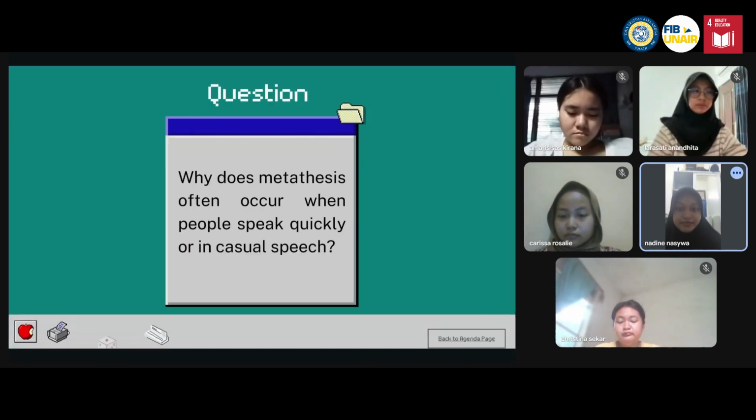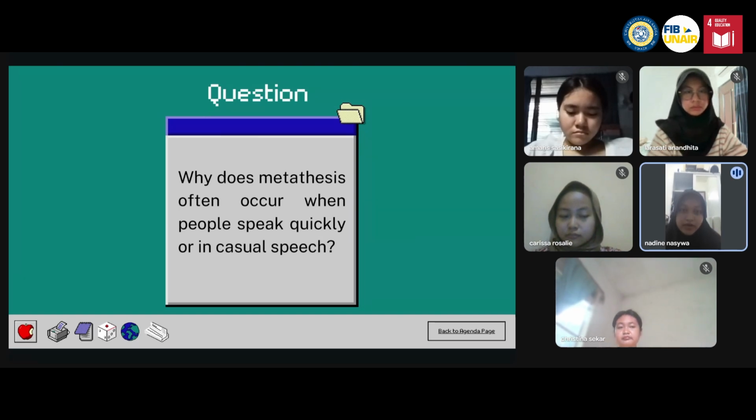So the question for metathesis is: why does metathesis often occur when people speak quickly or in casual speech? And the answer is because when people speak quickly, the articulatory muscles try to move in the easiest and most efficient way. So some sounds automatically switch position to make the word easier to pronounce without pausing or slowing down.